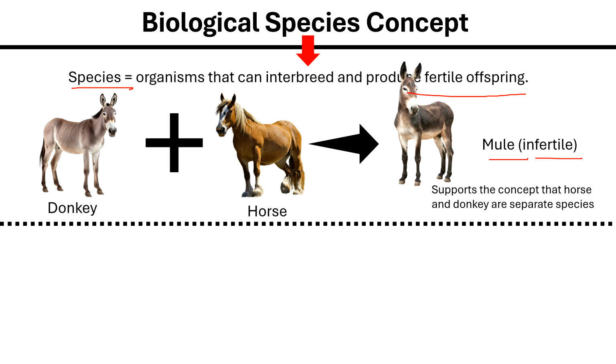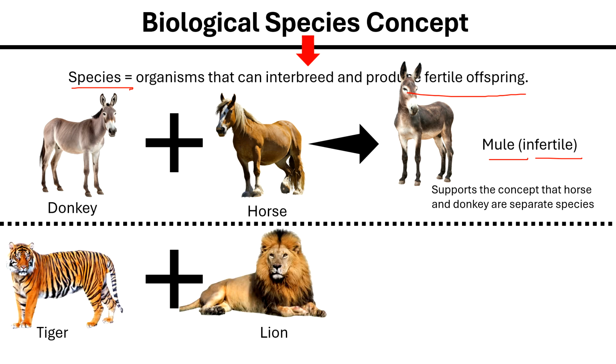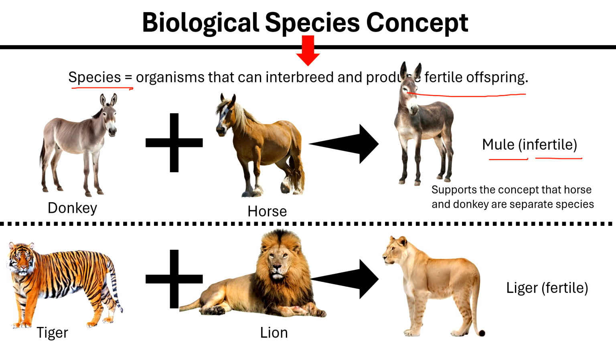Now, an example that plays against this is when the tiger and the lion reproduce. Yes, because this can give birth to a liger, which is actually fertile. Okay, so two different species have produced fertile offspring. And this again objects to the concept.